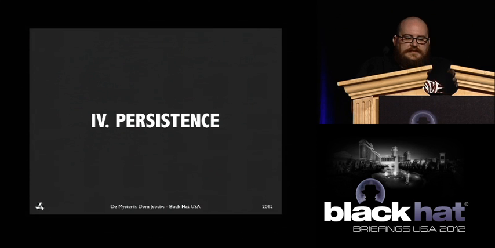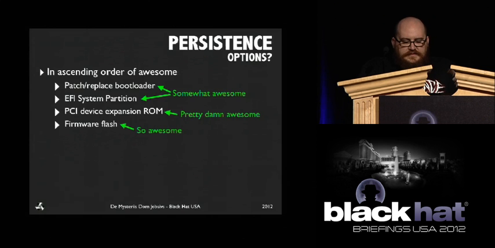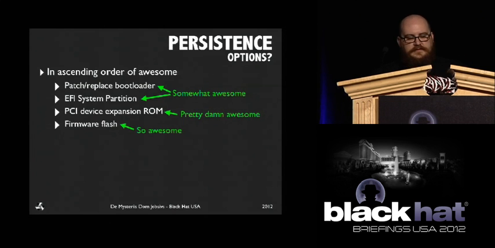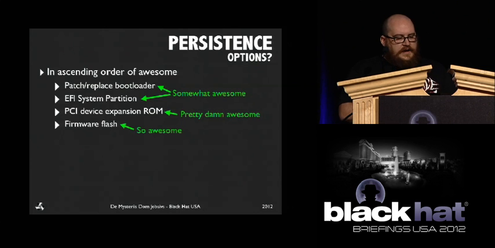So onto persistence. There are a few options as far as persisting an EFI based rootkit on Mac. In ascending order of awesome, we can mess with the bootloader, which I'll explain why I think that's at the start of the list. We can put stuff on the EFI system partition, which is not particularly useful in this case. Actually, it's not in ascending order of awesome. I put them out of order because I'm an idiot. Following that, we've got PCI device expansion ROMs, which is pretty sweet, and then firmware flash, which is the ultimate goal, really.